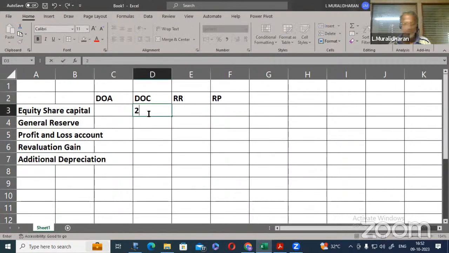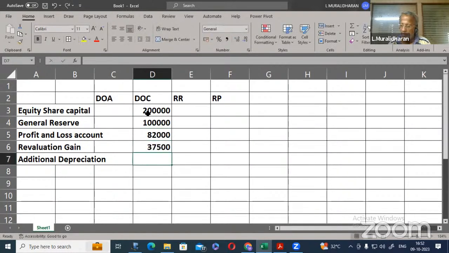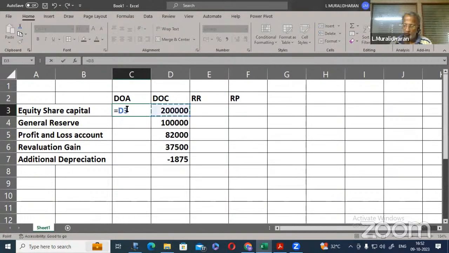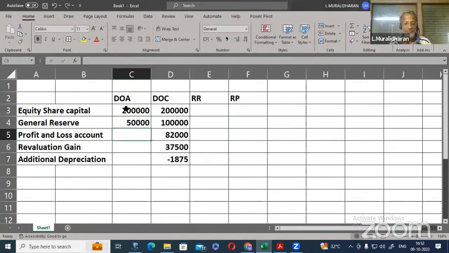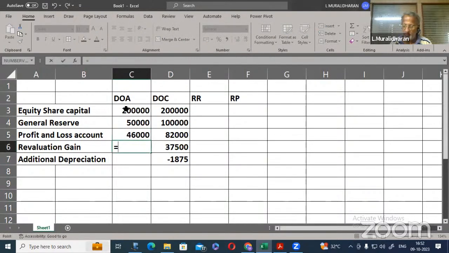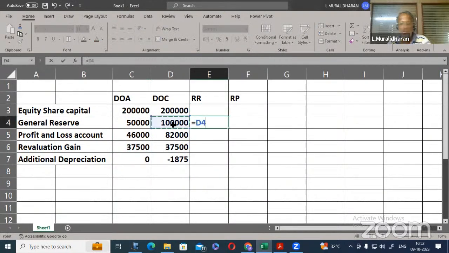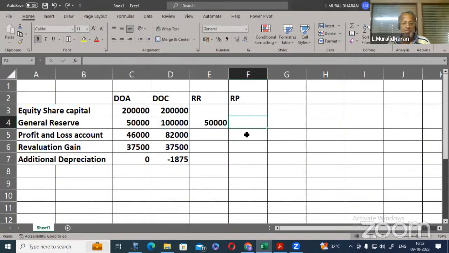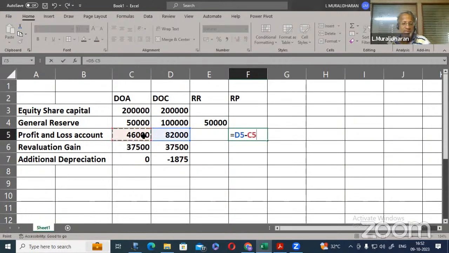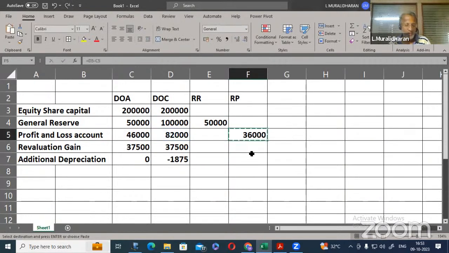So you are having 200,000 and a general reserve 100,000 and it is 82,000. Revaluation gain 37,500 and it is minus 1,875. Now let us just look into the figures as 200,000 and 50,000, 46,000, and it is the same 37,500. There was no additional depreciation attributable to that. See, now the difference between DOC and DOA is going to be revenue. So now let us just do that. 82 minus 46, and that we are doing it here in this case also.